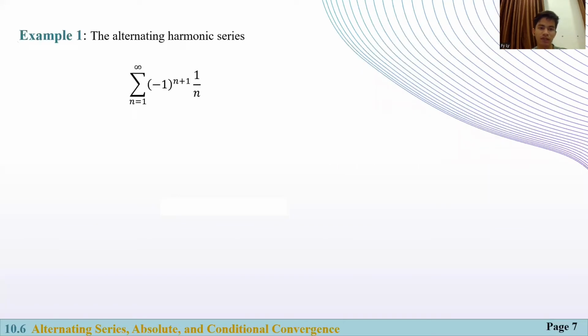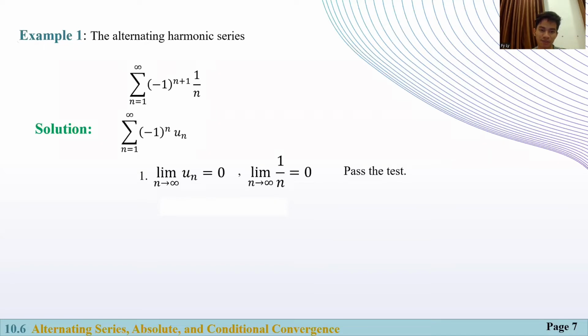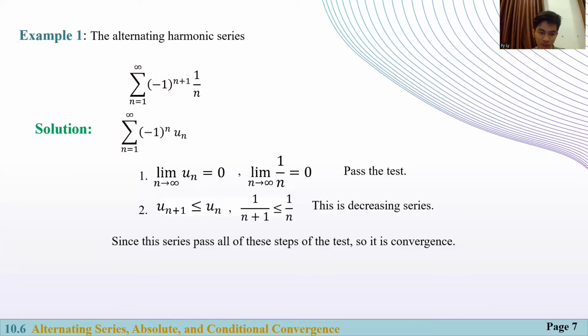So let's take a look at an example. The sum from n equals 1 to infinity of (-1)^(n+1) over n. Let's check the three conditions. The limit as n goes to infinity of 1 over n is equal to 0, which means it passes the test. And second, this is a decreasing series. Since it passes all of the steps of the test, it is convergent.